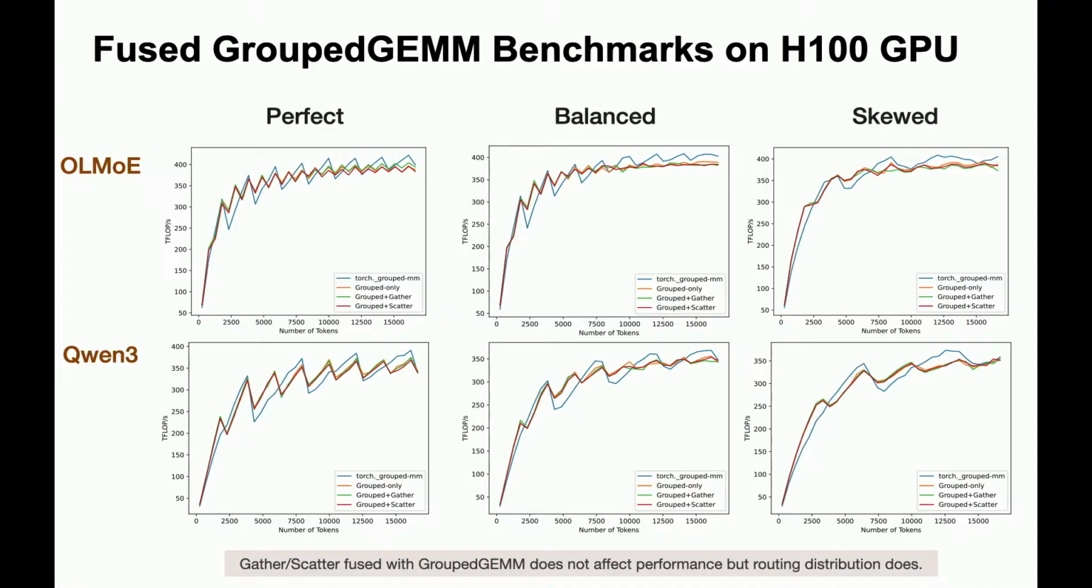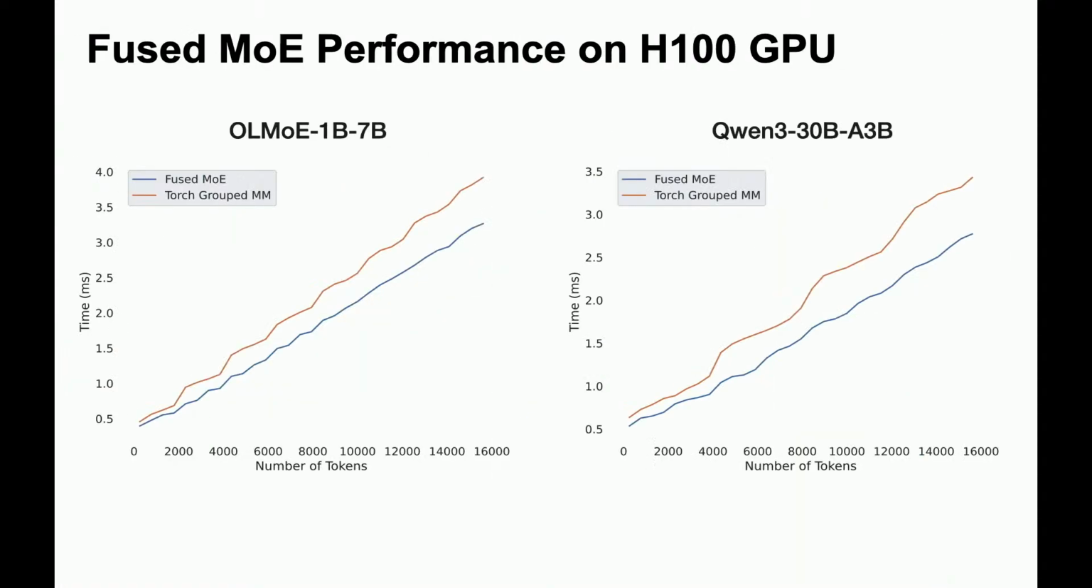That does not affect performance, but what does affect performance is the routing distribution. If you're highly skewed, you do see a difference in performance. So the routing distribution affects performance. The fusion is pretty efficient. Here again, you should remember OLMoE has 64 experts and Qwen3 has 128 experts. And here's the performance end-to-end for inference. This is not for training. We do also have the backward pass, but I'm not showing the results here. This is just for inference.